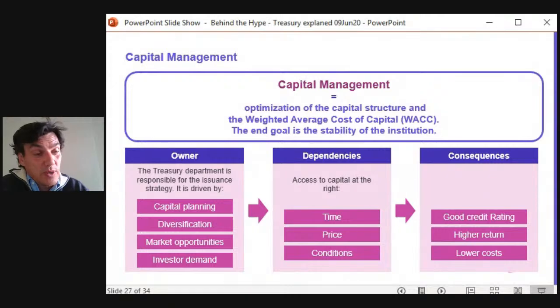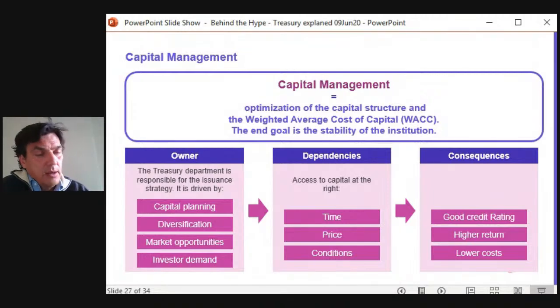Well, actually, the Treasury is the owner of the capital management, simply because they are part of the Asset and Liability Committee. You remember I was talking about it at the very beginning. So they are doing capital planning. They are able to diversify in terms of funding or in terms of allocating the capital or diverting the investments. They are looking at what are the opportunities in the market, and actually, if they have to raise some money, they will try to raise money in the part of the curve that is the cheapest.